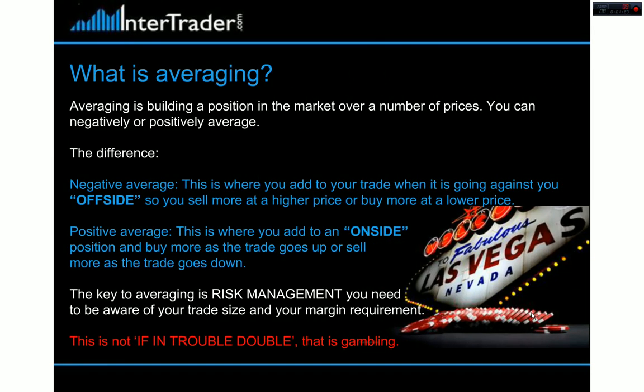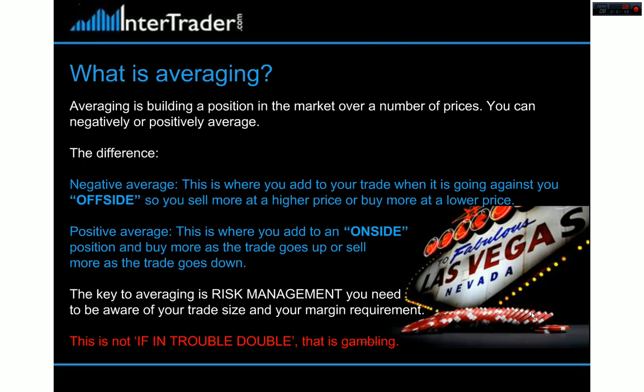So what is averaging? Well, averaging is building a position into the market over a number of prices. So you can positively and negatively average. The difference is if you're adding to a position that's going against you, if you're going offside, then you are negatively averaging. So if you're buying the market and it goes down, you buy more at a lower price to average into a better, lower position, expecting the market to go up. If you are positively averaging, then you're generally onside. The market's going in your favor and you add more size to a winning position, or a position that's in profit at that time.